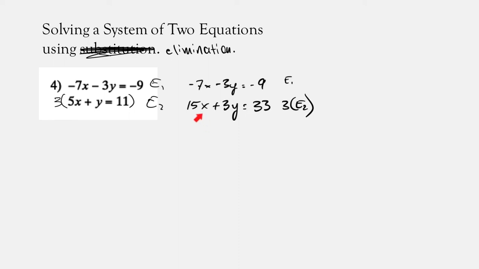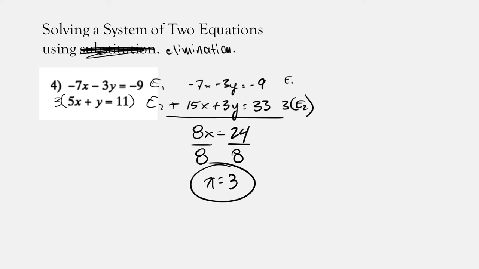So you'll see here I have equation 2, but now it's been multiplied by 3. 15x plus 3y equals 33. I'm just going to add these two together, and it's going to cancel out the y. 33 minus 9 is 24. Solve for x. x equals 3.